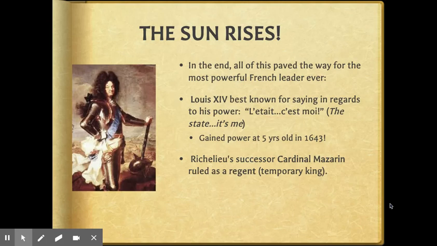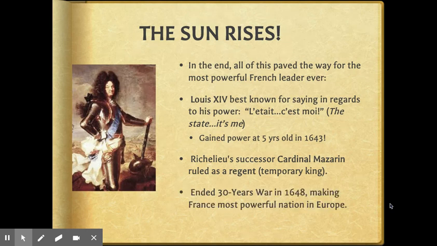Richelieu's successor is a guy by the name of Cardinal Mazarin, and Mazarin is going to rule as a regent. Regent is a temporary king. Clearly, a 5-year-old is not well suited to be a monarch. And so the idea is you're going to have this cardinal who's going to kind of teach Louis how to be king, but then he's also going to kind of make some of the decisions for the country himself. And one of the main things he's going to do is he's going to end the 30 Years' War.